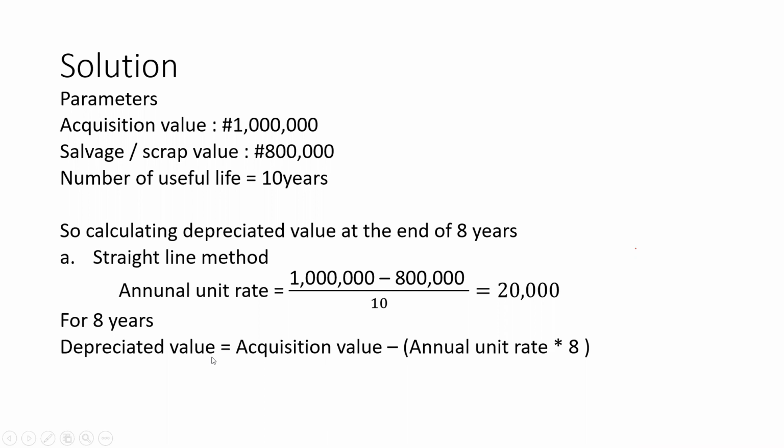So can anyone do that and tell me the answer? Hello, can anyone do that? 840,000. Yes, it's correct. So that's the depreciated value using straight line method after 8 years. Okay, so let's go on.